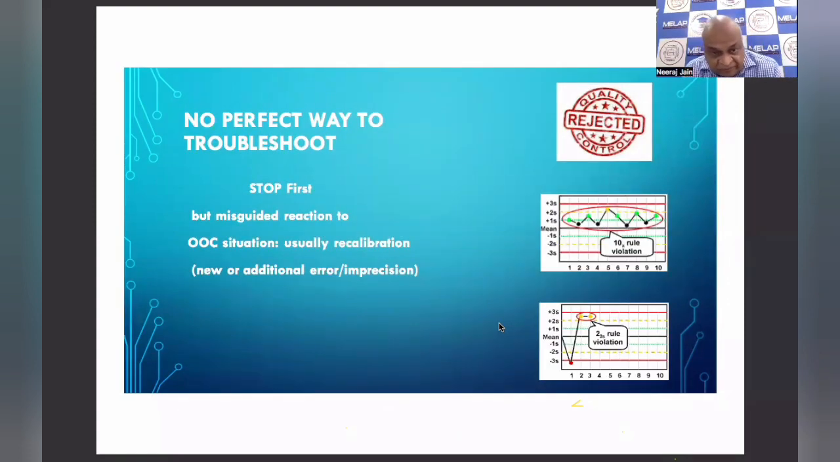So what is required? Whatever is the situation, stop testing. Most of the time, what people do in this out of control situation, they say recalibration is required. But what will happen? It may create some additional problem. You have to do the proper root cause analysis and then take appropriate action.